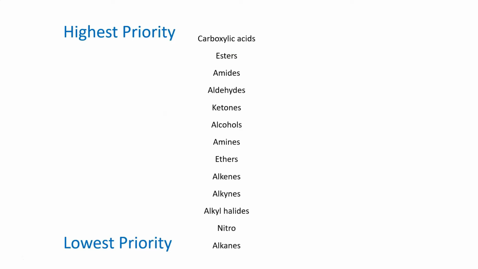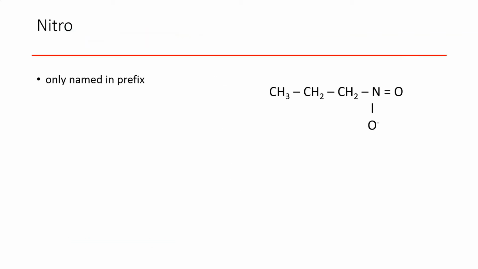Okay, so here we can see our priority list, and alkanes, so this means our branches would be the lowest priority, and then we go up from there. The second lowest priority would be a nitro group. It's an NO2 group, and it would be attached to one of my carbons. Okay, and it's only named in prefix with the prefix nitro.